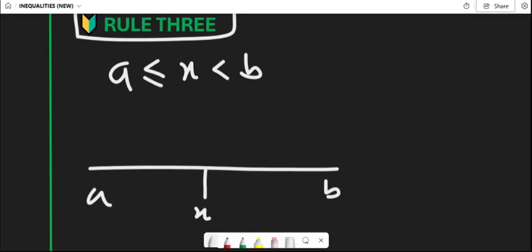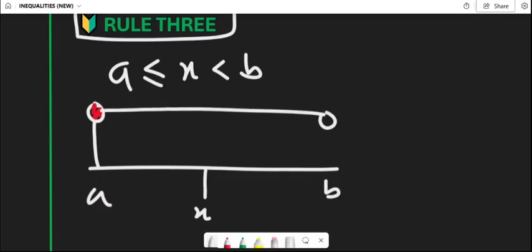So for me to represent it on a number line, I'm going to have the circle, but I'm going to shade it. Then connecting that to your B, I'm going to have the circle, but I'm not going to shade. Why? Because here is just ordinary less than, and here is less than and equals to. So anytime we have less than and equals to, we need to shade. But when it comes to greater than or just ordinary less than, you don't shade.